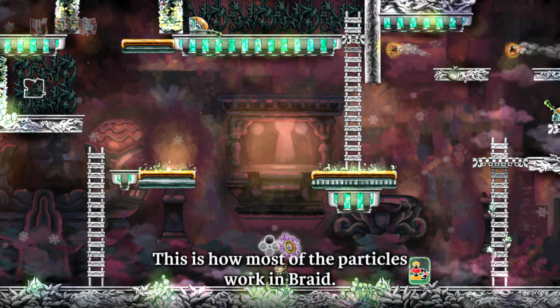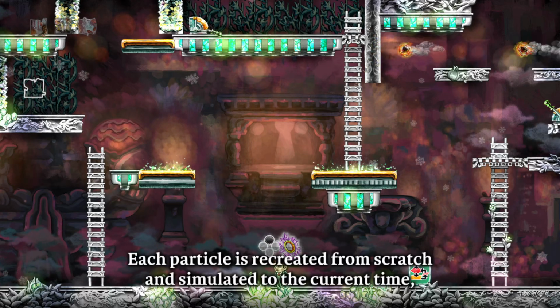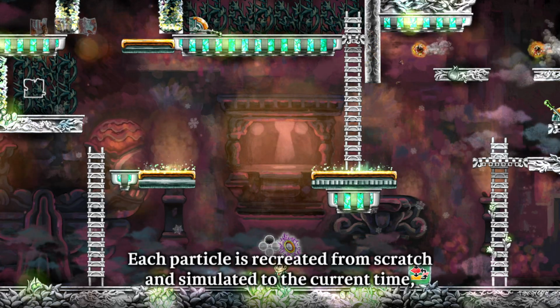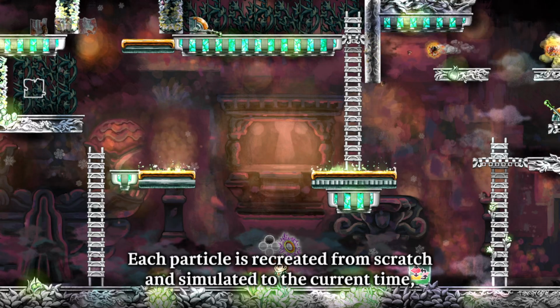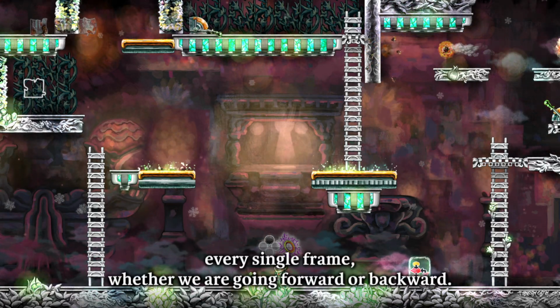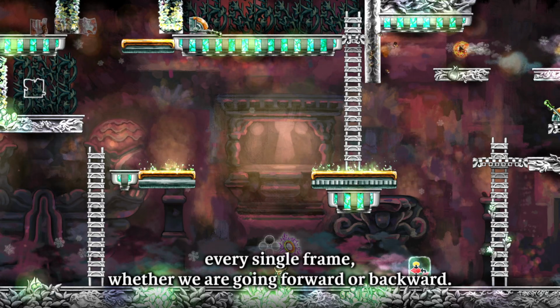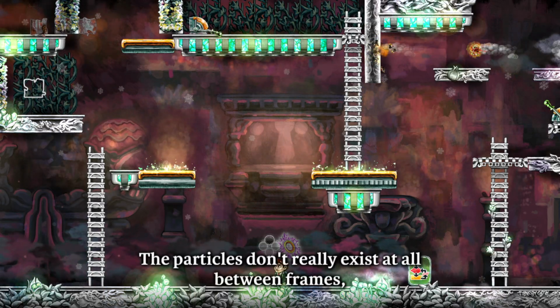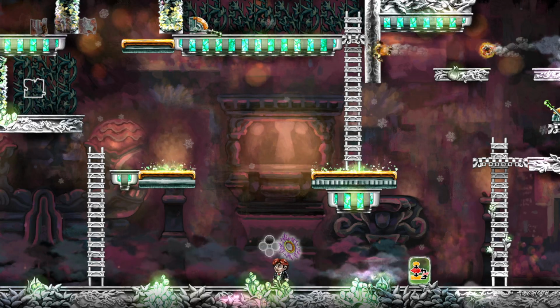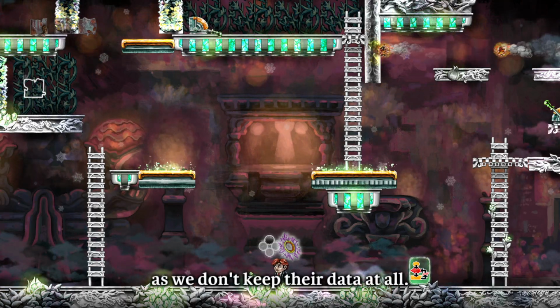This is how most of the particles work in Braid. Each particle is recreated from scratch and simulated to the current time every single frame, whether we are going forward or backward. The particles don't really exist at all between frames, as we don't keep their data at all.